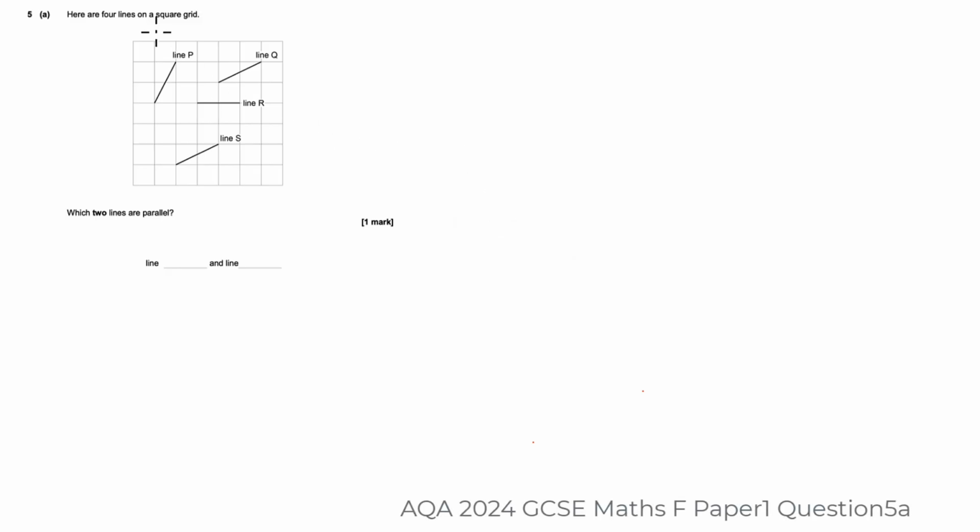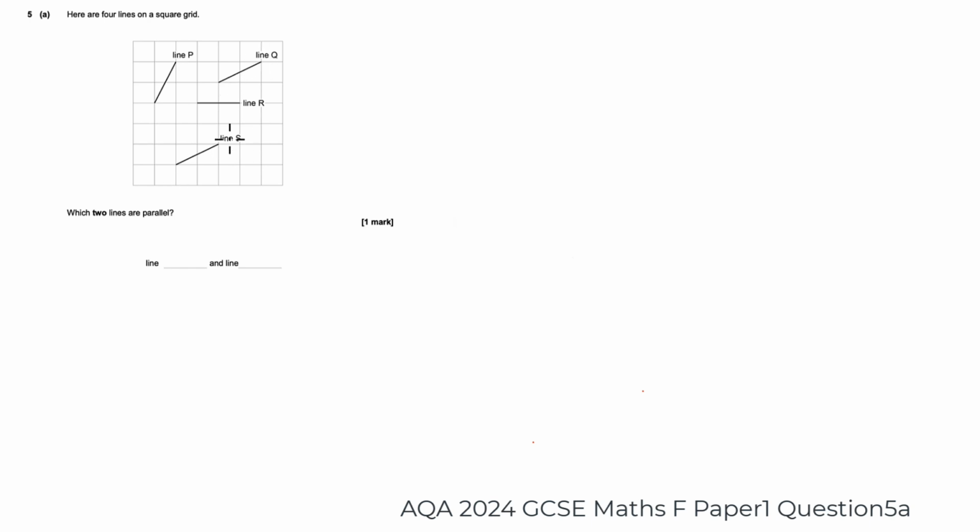Well, here's question 5. And in part A, we're shown a picture of 4 lines on a square grid. And we're asked to name the lines which are parallel to each other. Now, if we look at this diagram, line R is horizontal. None of the other lines are horizontal. And that would leave line P as another odd one out. You notice it goes 1 along, 2 up.